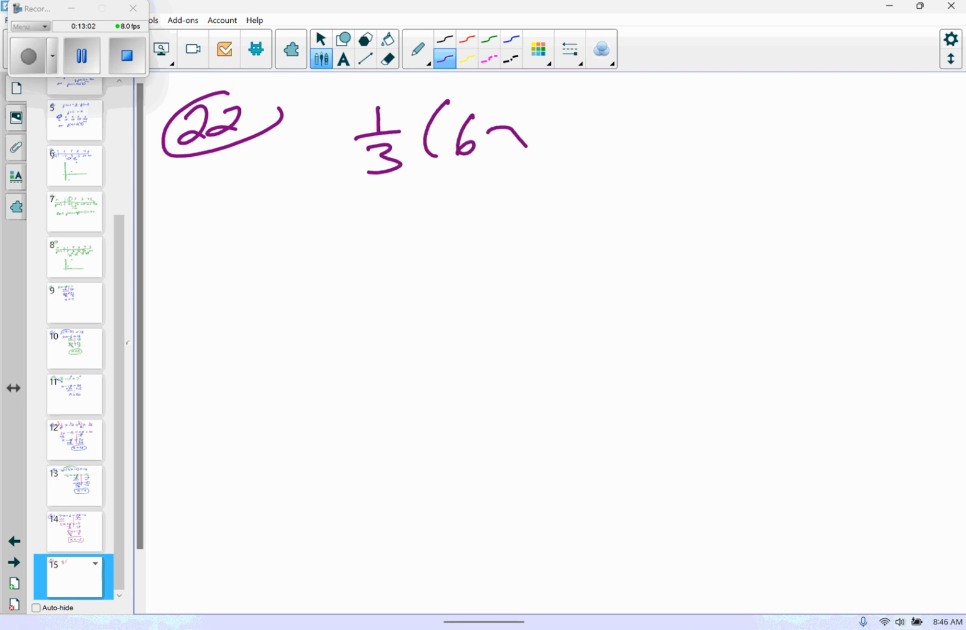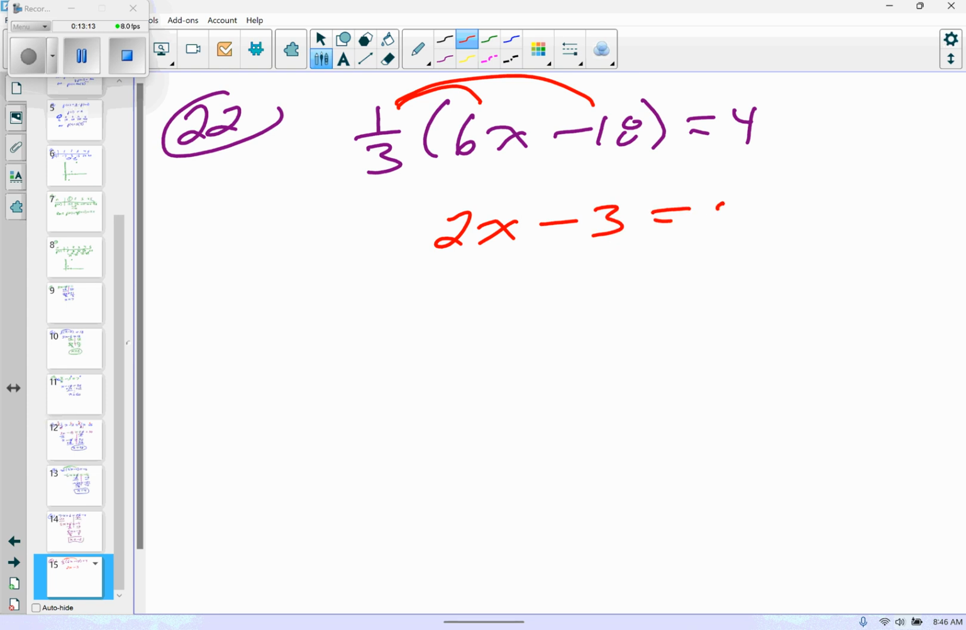1/3 times 6x minus 18 equals 4. Okay, I'm going to distribute the 1/3. So 1/3 of 6 is 2x. 1/3 of 18 is 3. And now we can start moving things back and forth. So add 3 to both sides.